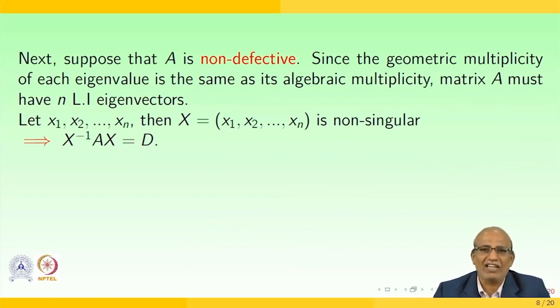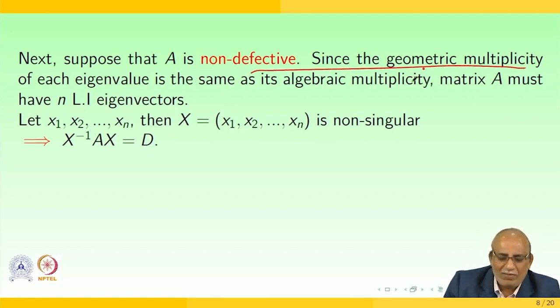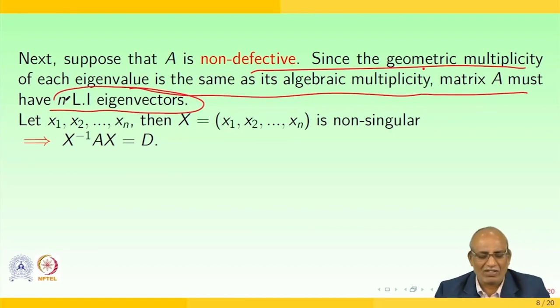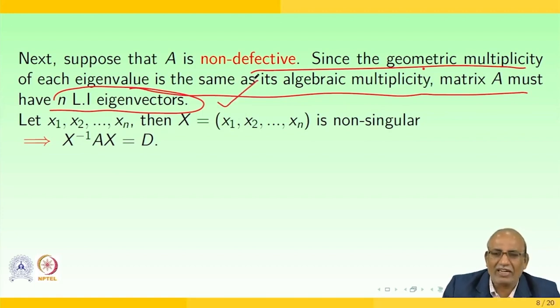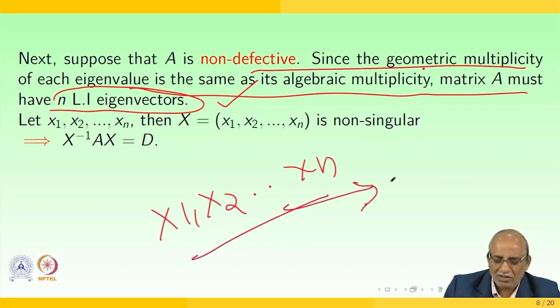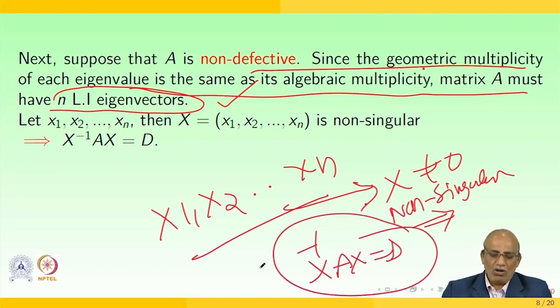Since the geometric multiplicity of each eigenvalue is the same as its algebraic multiplicity, right? So, the matrix A has n linearly independent eigenvectors. Okay? Because the rank turns out to be the same, it will have n linearly independent eigenvectors, and they form a basis. So, let x1, x2, up to xn be non-zero eigenvectors forming a non-singular matrix X, which implies X inverse AX is equal to a diagonal matrix D.